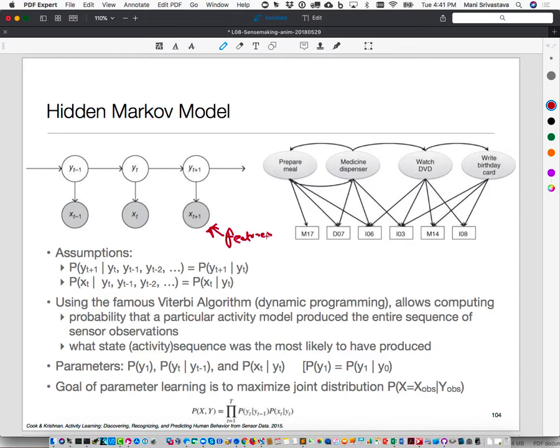Now, these labels are not independent, so we capture that fact. See how there are arrows going between some of these labels.